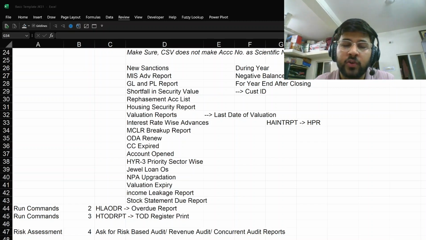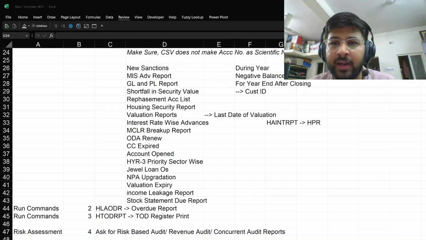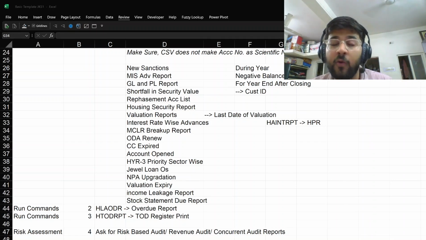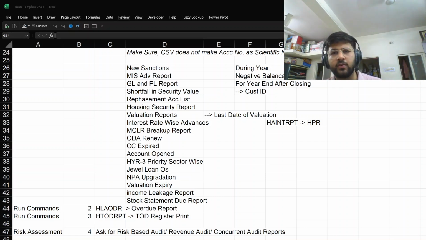Okay, and you should run a report called HTODRPT. This helps you generate the temporary overdrawing register, and using this you can identify certain accounts which are allowed temporary overdrafts. If these overdrafts are not regularized within 180 days, you have to report them as NPA, because these are ad hoc advances.